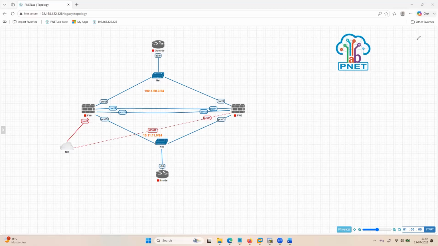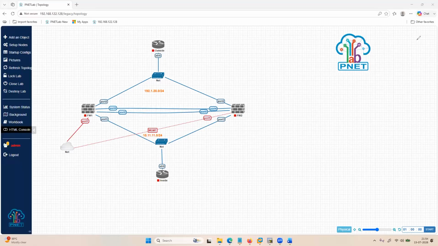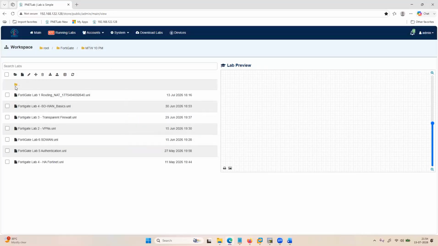So this was on the basis of the topology. I explained what we are going to see inside the training. Getting it, guys? Yes. So, basics of firewall.